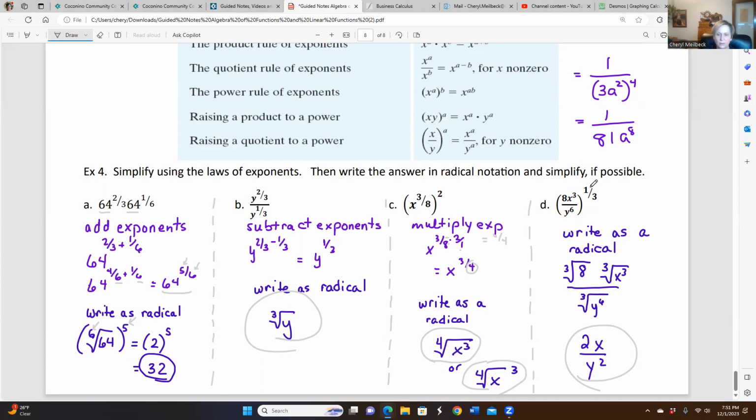Finally, in D, there are numerous ways you could do it. You could multiply those exponents, or you could write them as a radical right away. If you did that, you get 8 to the 1/3 power, which is the cubed root of 8. We get the cubed root of x cubed and the cubed root of y to the 6th. This simplifies to 2. The cubed root of x cubed is x, and for the cubed root of y to the 6th, you divide 6 by 3, which gives us y squared.